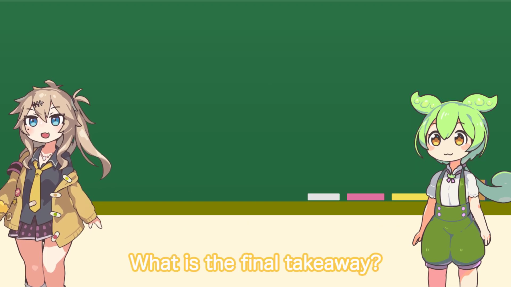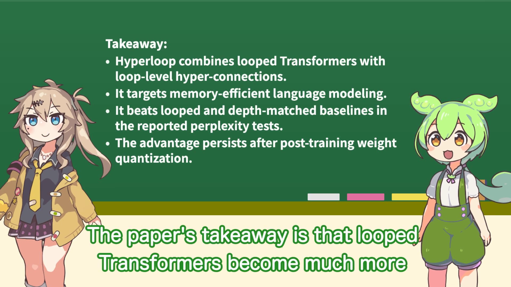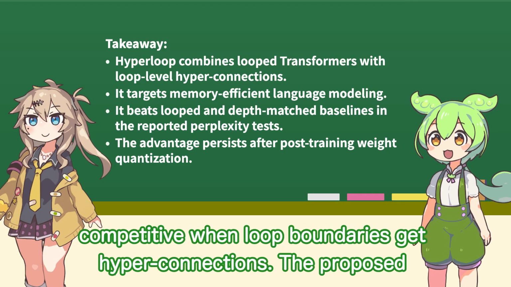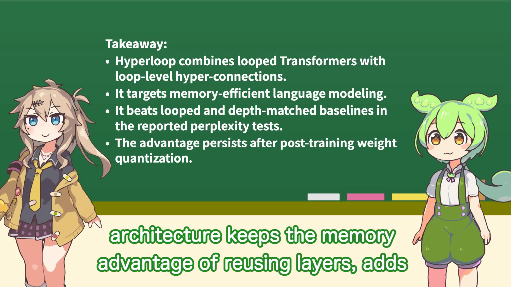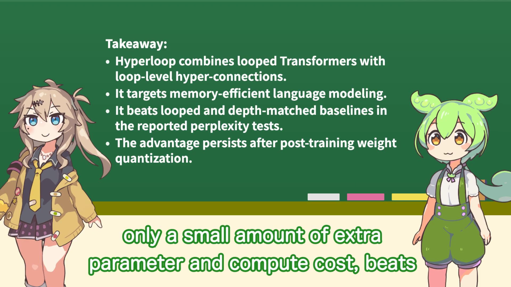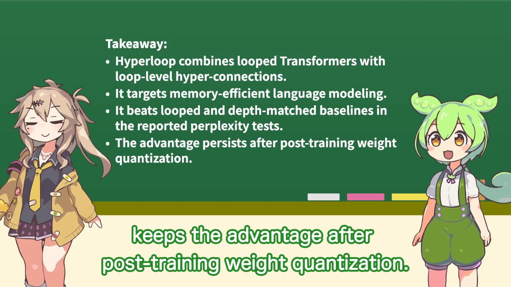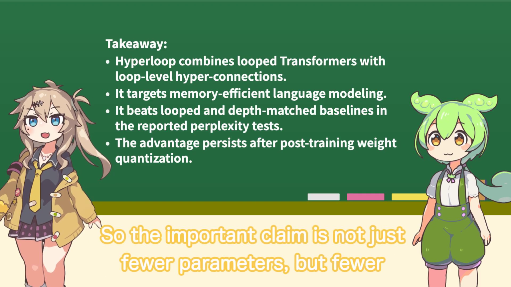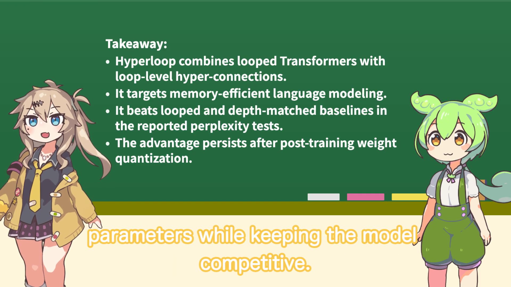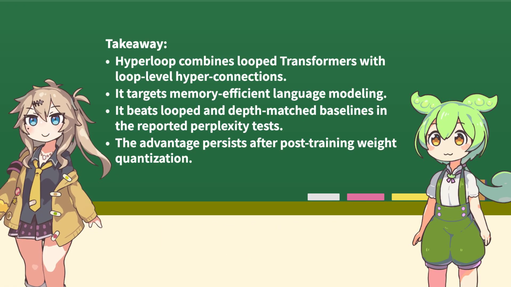What is the final takeaway? The paper's takeaway is that looped transformers become much more competitive when loop boundaries get hyperconnections. The proposed architecture keeps the memory advantage of reusing layers, adds only a small amount of extra parameter and compute cost, beats looped and depth-matched baselines in the reported perplexity test, and keeps the advantage after post-training weight quantization. So the important claim is not just fewer parameters, but fewer parameters while keeping the model competitive. Exactly.